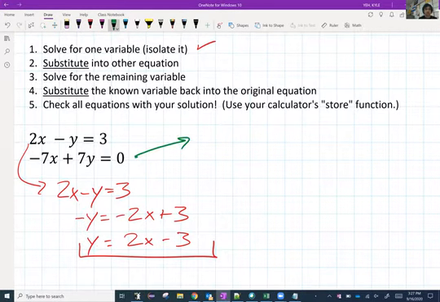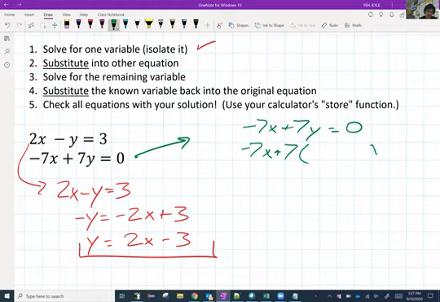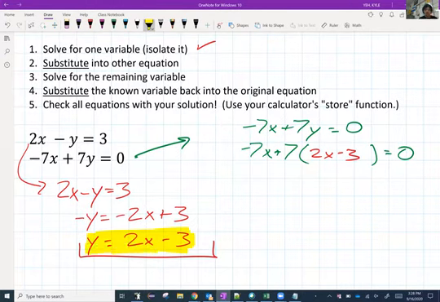So I'll make this one my green equation, the second one. It was negative 7x plus 7y equals 0. But here's what I'm going to do. I'm going to say negative 7x plus 7 times something equals 0. And what is that something? That something is going to be 2x minus 3. And here's why. We know down here that y in this system of equations is equal to 2x minus 3. They are exactly the same thing. So instead of having y in my green equation, I'm going to substitute 2x minus 3 in.